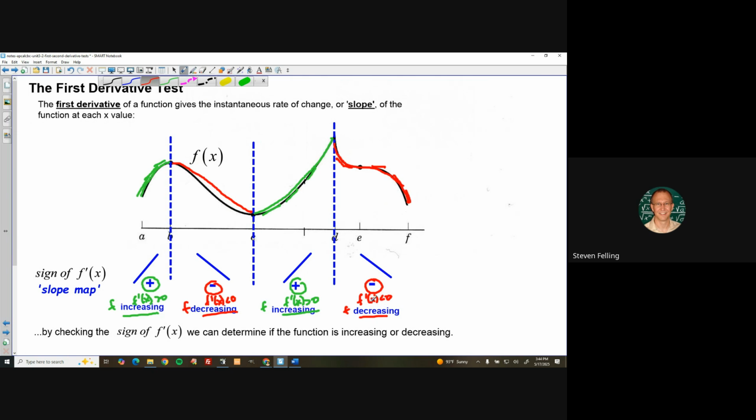Right, so below a curve like this, you can make what I like to call a slope map. Some teachers have referred to this as a wiggle graph or something like that. But the function is generally going up wherever the first derivative is positive, and it's generally going down wherever the first derivative is negative.